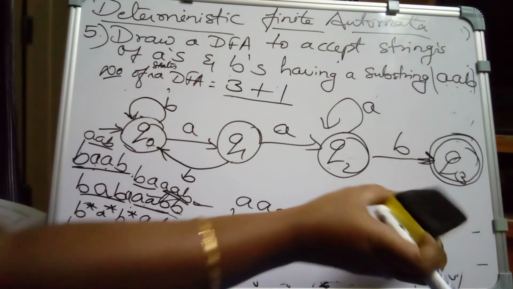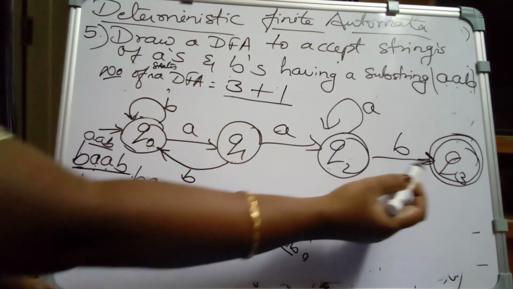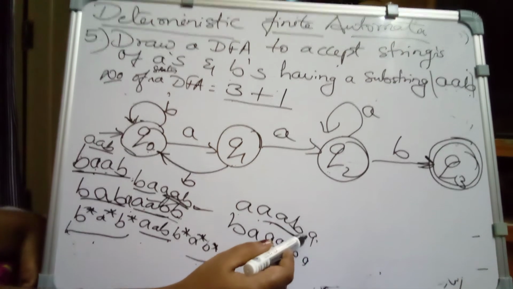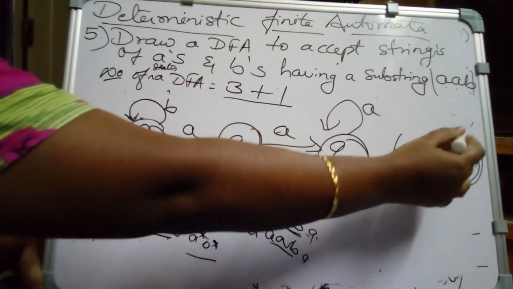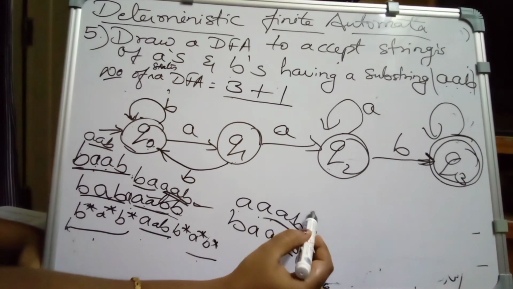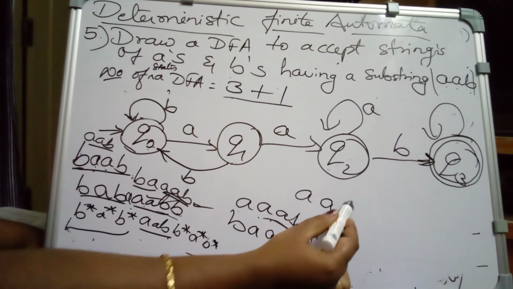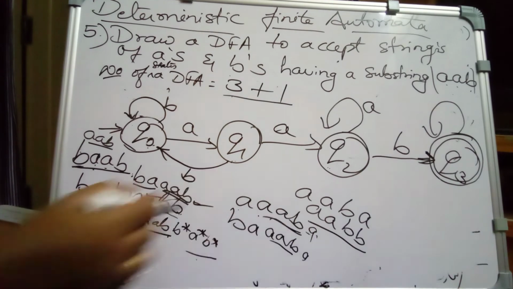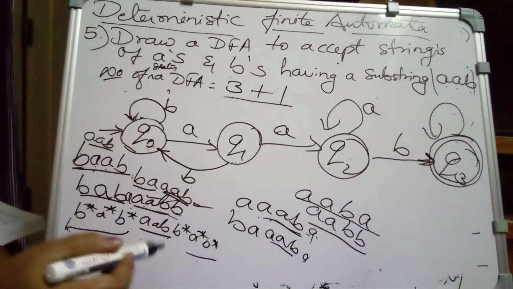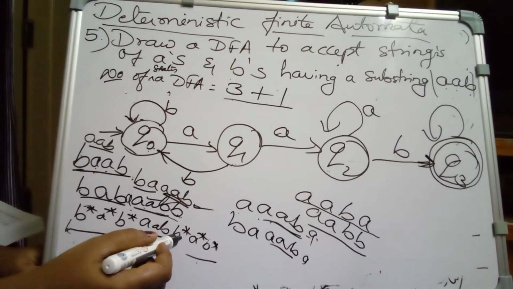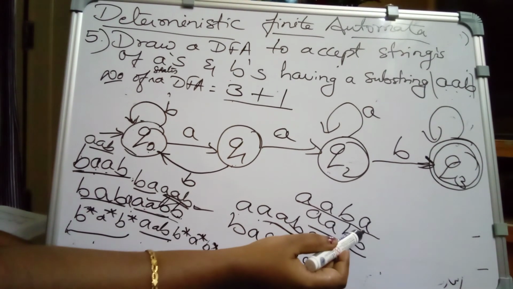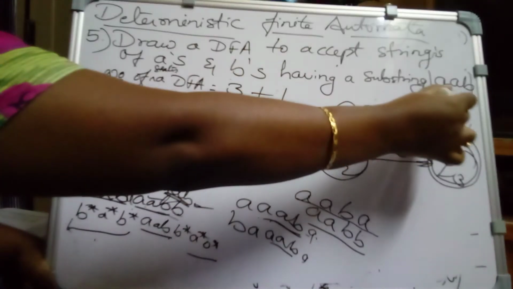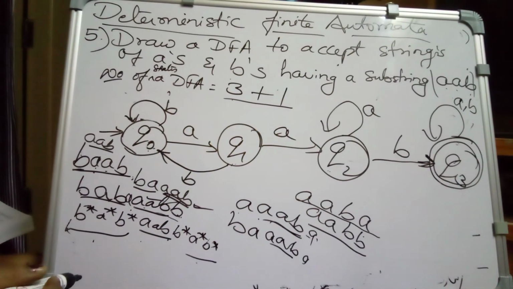And afterwards, the final state Q3 also has two input symbols A and B, and a substring can be ended by any number of A's or B's. So for Q3, the next minimal string possible is what? A, B followed by A, or the substring AAB followed by B. So always I should concentrate on the minimal strings to write the DFA, to identify the transitions. If my input is AABA, it has to be accepted, or AABB, the string has to be accepted. So for Q3 on A and B, I am looping within the final state.